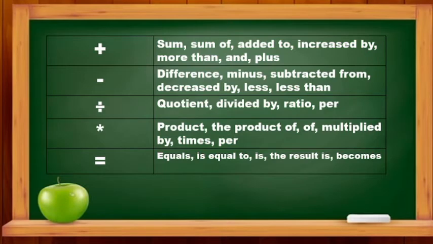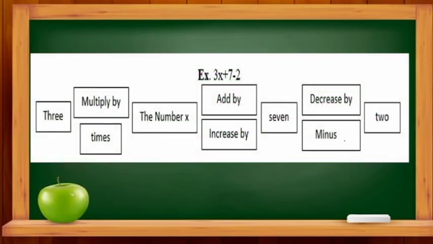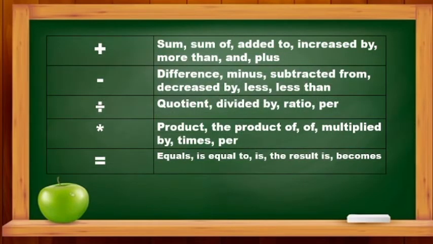Next is division, which can be quotient, divided by, ratio, per, and over. Next, multiplication. It can be product, the product of, multiplied by, times, and per. Lastly, equals can be translated as equals, is equal to, is, the result is, becomes. So, these are different translations of mathematical operations. Take note, some of the words here need to be used through an appropriate combination of words. You can't use them as they are.